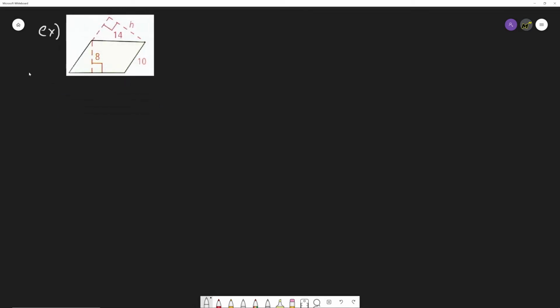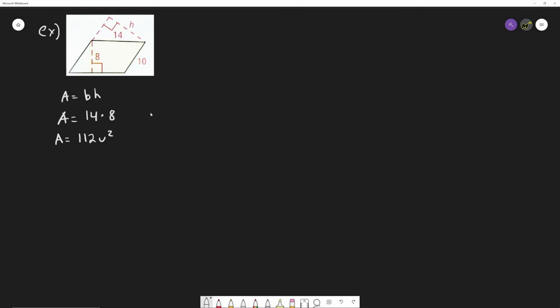We know the original parallelogram is 8 for the height and 14 for the base. So if we have a lovely formula, base times height, well, that would just be 14 times 8. And that would give you an answer of 112. And we don't have any unit of measurement, so we'll just say units squared.